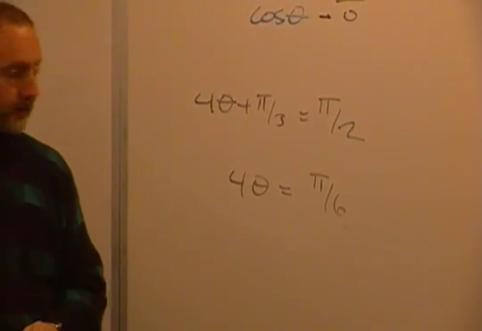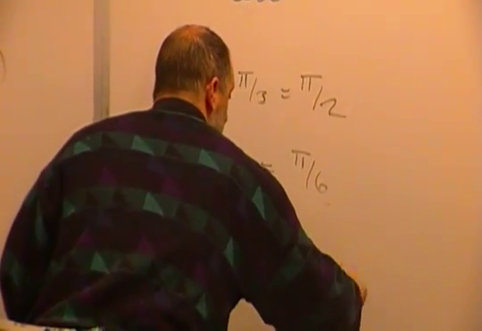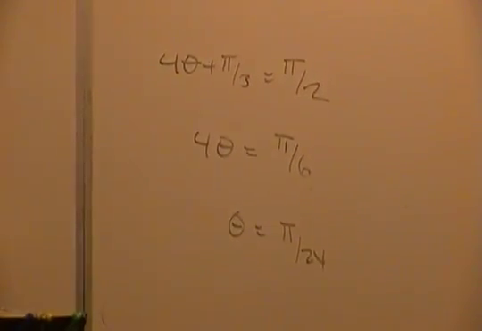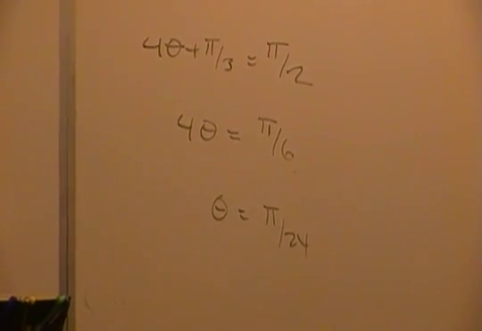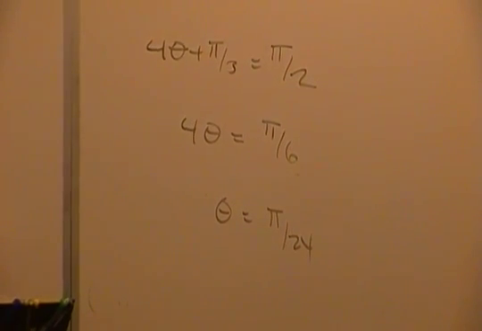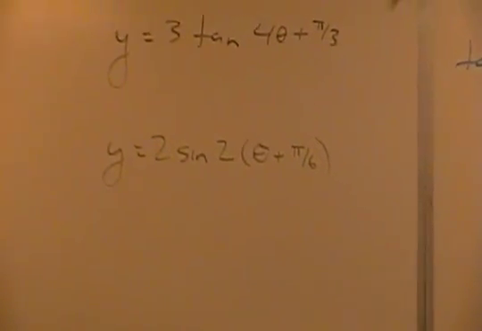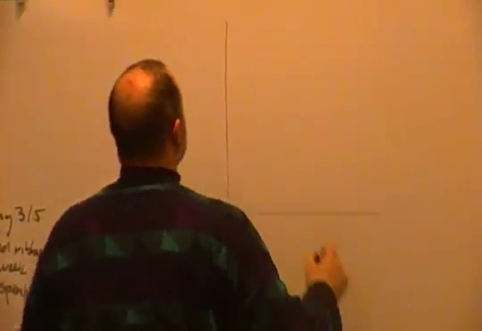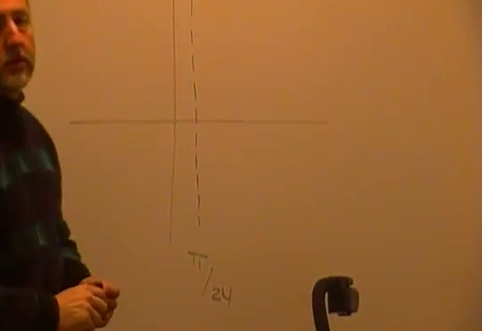So theta equals pi over 24. Lovely. So when theta equals pi over 24, I get an asymptote. So I'll come back over here. There's pi over 24. So there's my first asymptote.